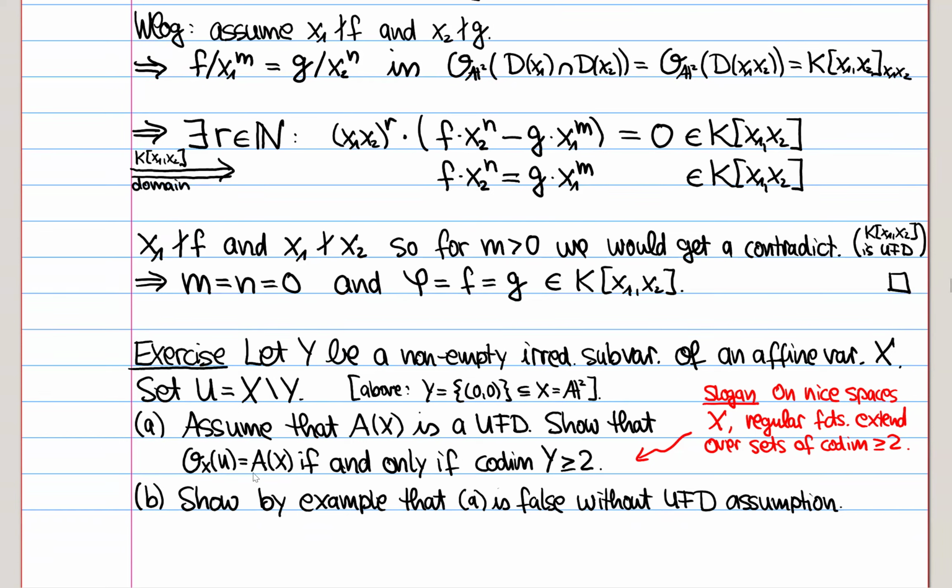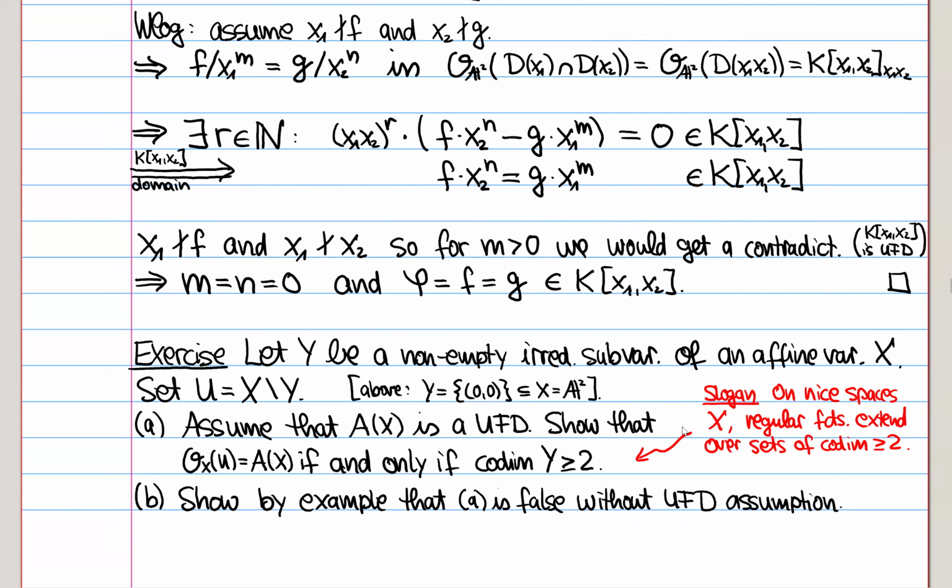And the interesting thing is that this is an if and only if. And I think this is a great exercise because it brings together a lot of things from the previous sections, if you actually try it.